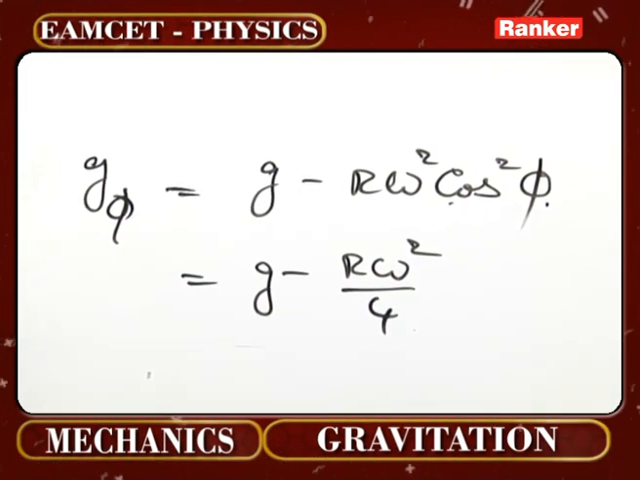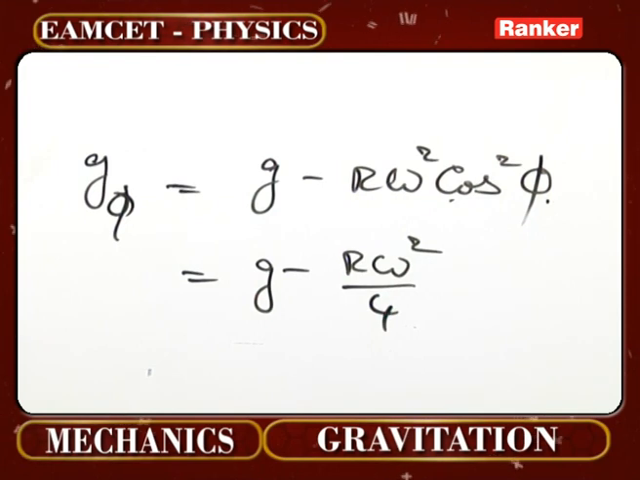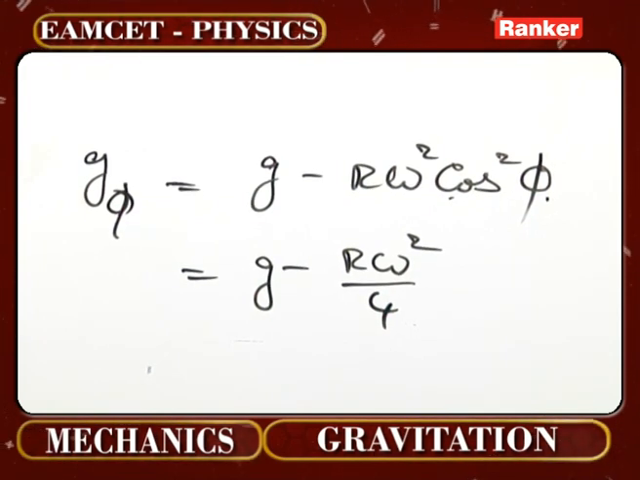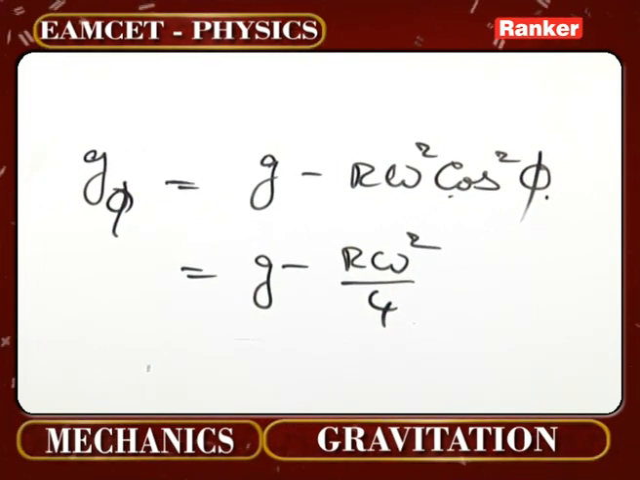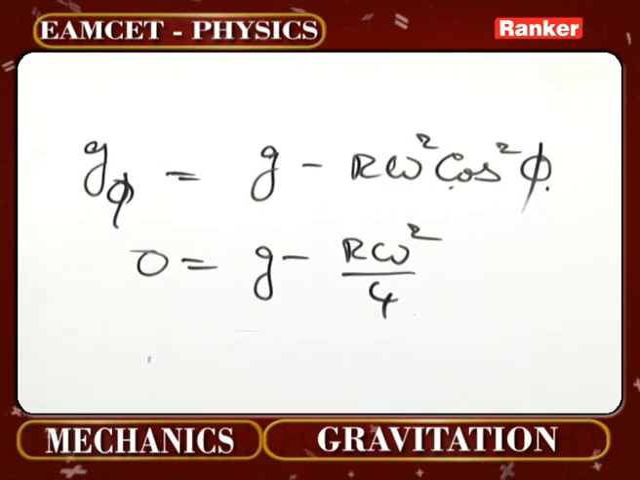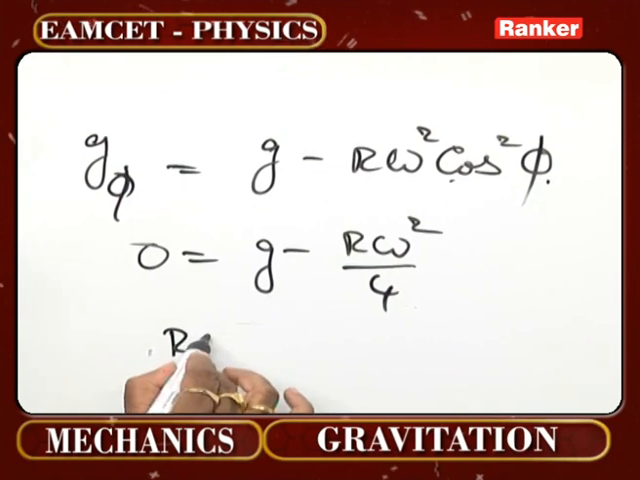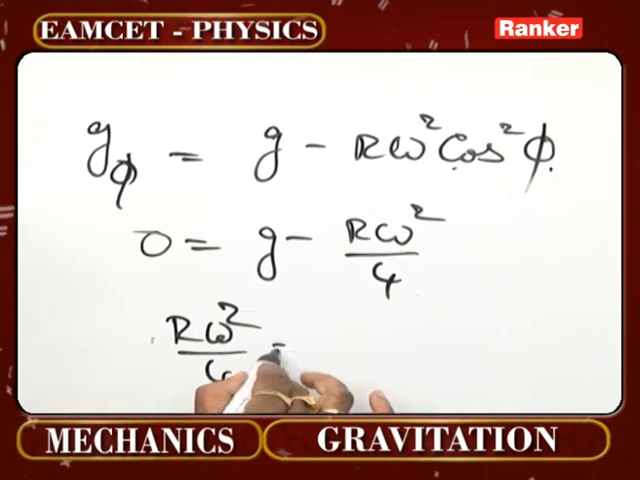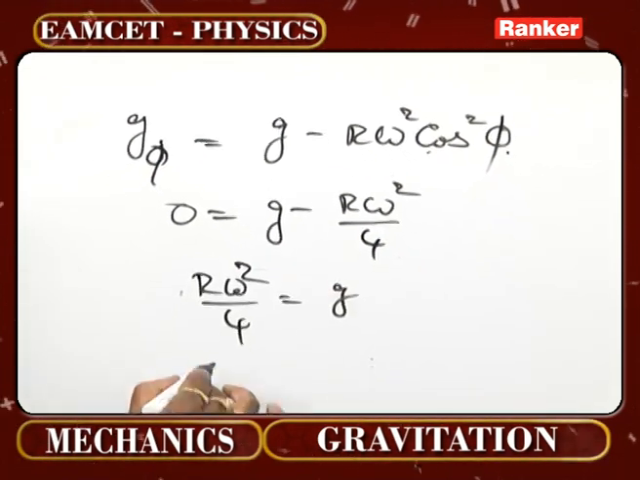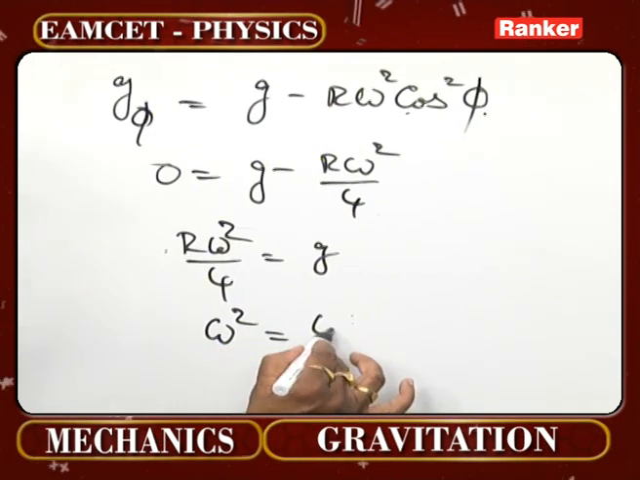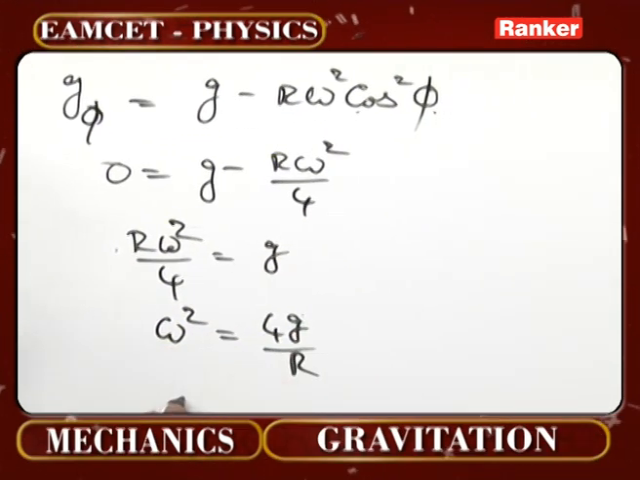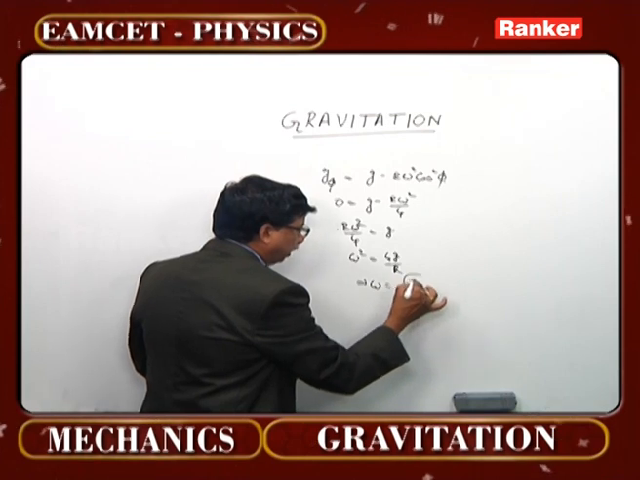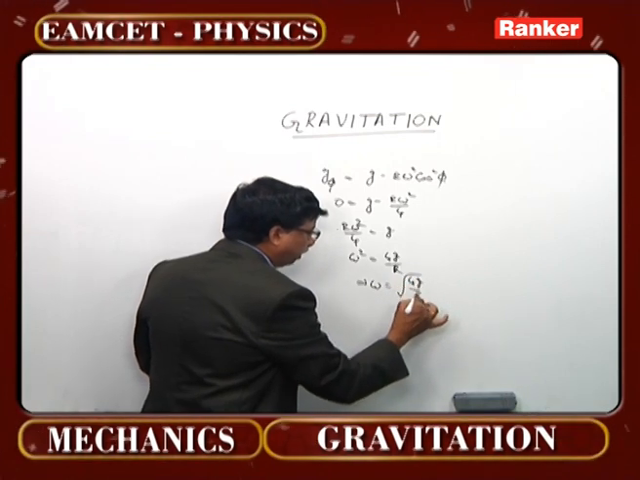But that should be equal to how much? Given it is 0. That means it should rotate such that the acceleration due to gravity at 60 degrees latitude should become 0. That means you make this one equal to 0. R omega square by 4 is equal to g. Now automatically omega square can be written 4g by R. Therefrom omega can be written as root of 4g by R.